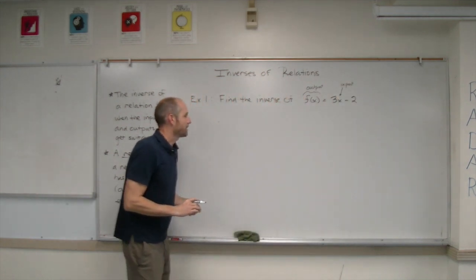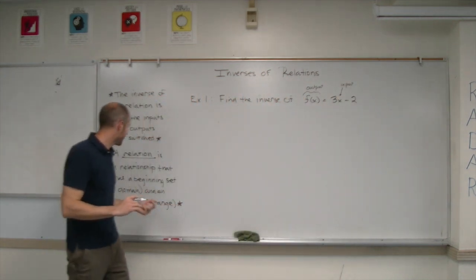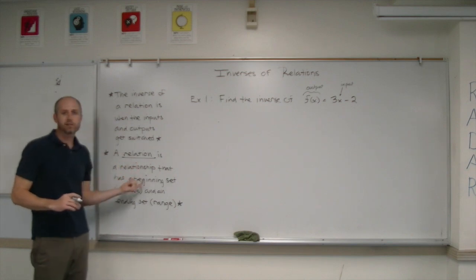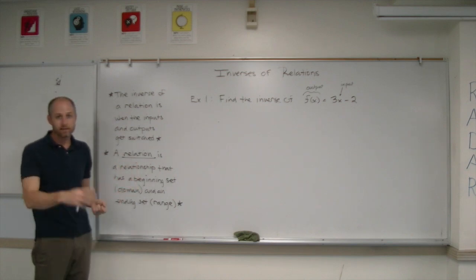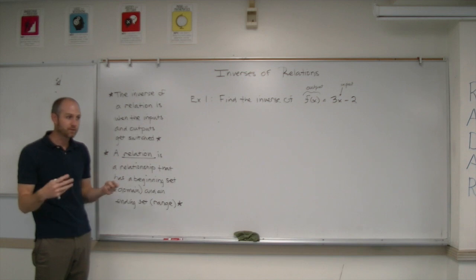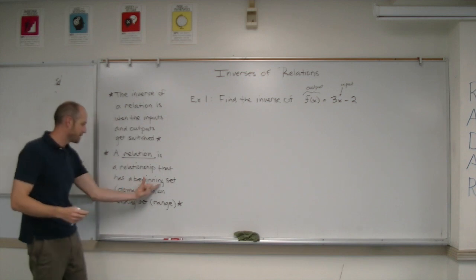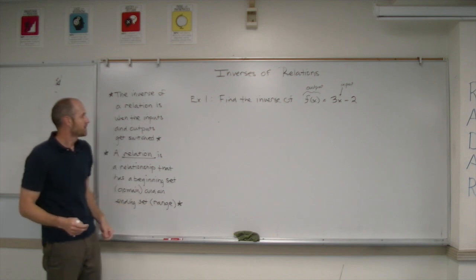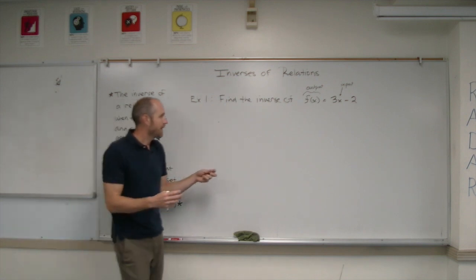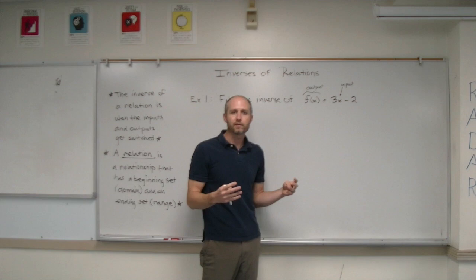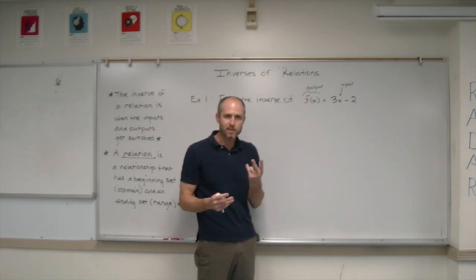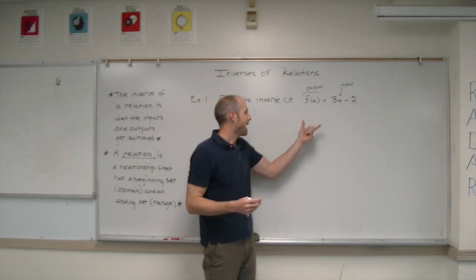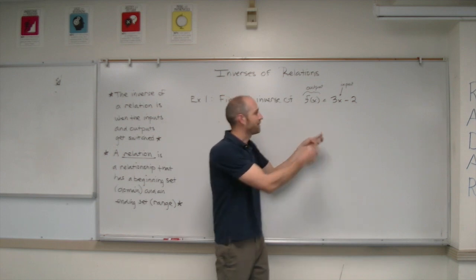Okay, and what is a relation? A relation is just any relationship that has a beginning set and an ending set. Again, these are other names for inputs and outputs. So beginning set, that's domain. Ending set, that's range. So now that you have some background knowledge about what happens in an inverse, the inputs and outputs getting switched, let's talk about how to actually find an inverse of a function.